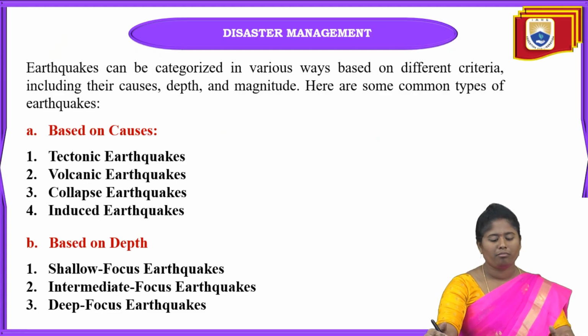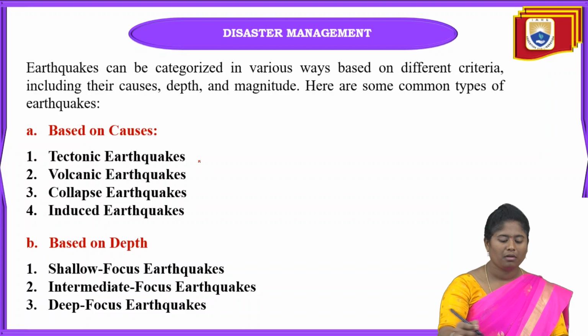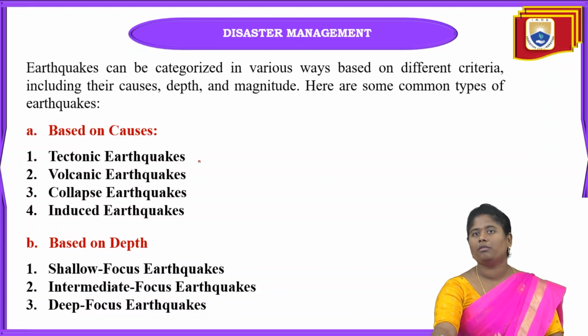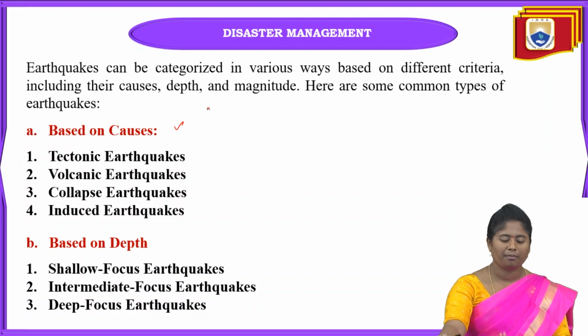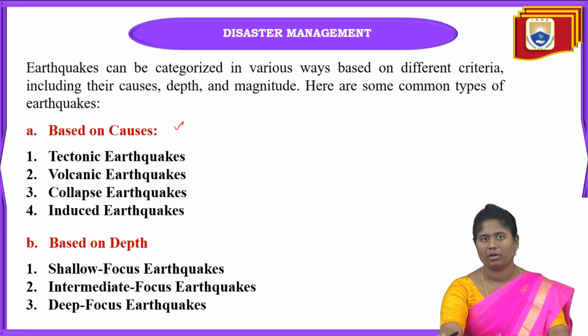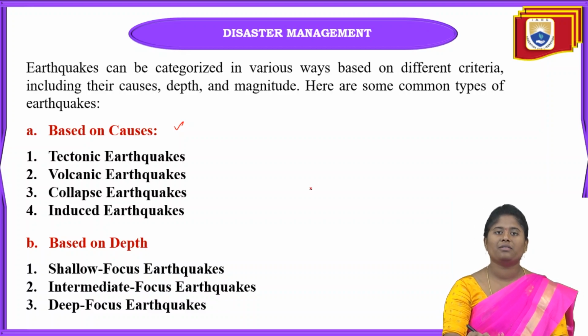Mainly, the first one is based on the causes. Based on the causes, these four types are very important when compared with depth and magnitude. Coming to the first one, based on causes, we have four types: tectonic earthquakes, volcanic earthquakes, collapse earthquakes, and last one is induced earthquakes.